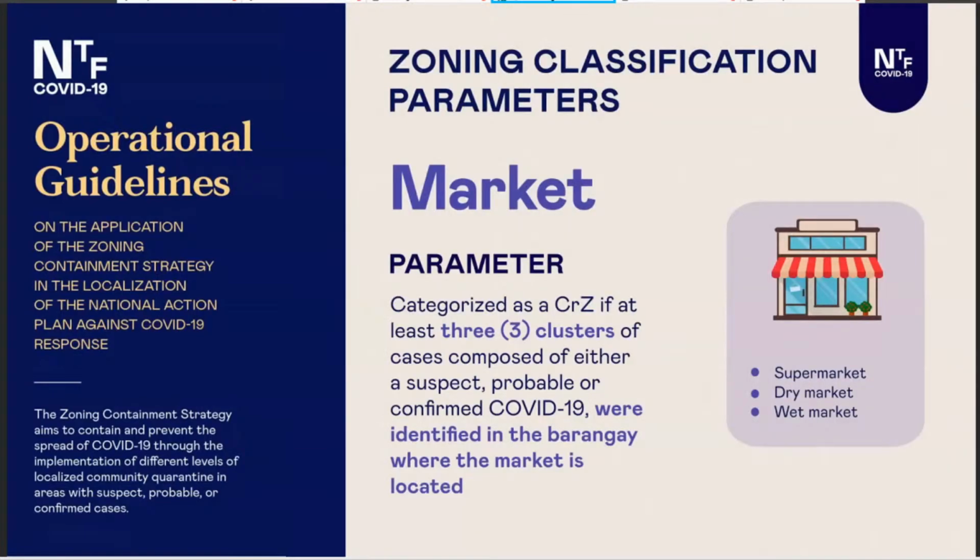Next is market. We define market as an area where commercial dealings are conducted, and it can be a mall, supermarket, dry market, may mga hardware or furnish shop market, and then wet market, palengke, yung mga talipapa. So for a market to be categorized as critical zone, at least 3 clusters of cases composed of either suspect, probable, or confirmed were identified in the barangay kung saan po yung market ay nandoon. This provision has special attention being given to the marketplace where transmission dynamics is high due to population movement and density, which will increase contact rate of susceptible population para magkaroon ng sakit or mas spread yung COVID-19.